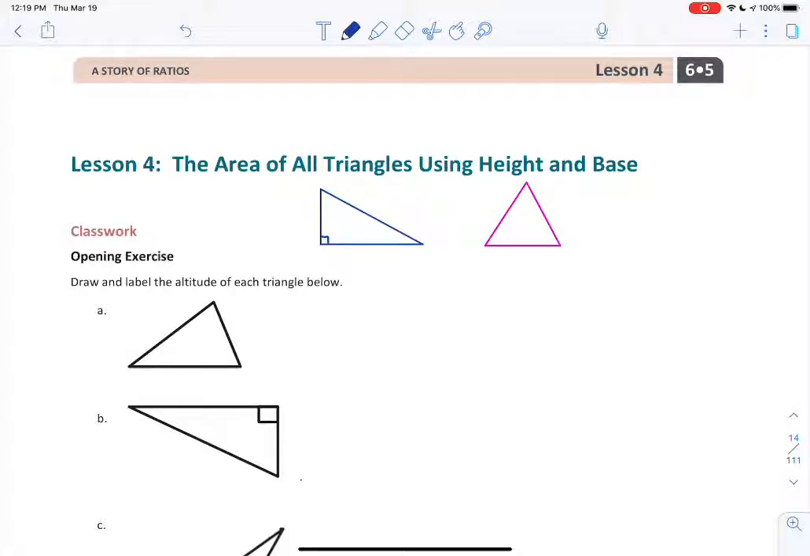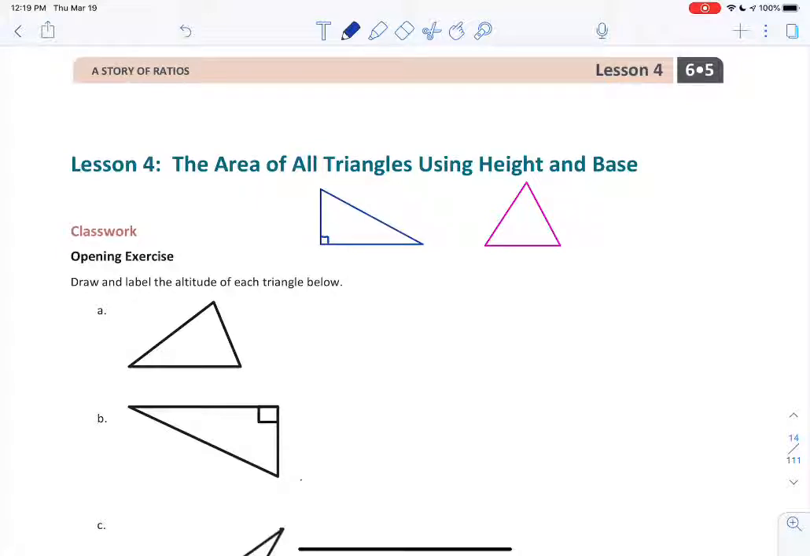So we have spent the last two lessons, Lessons 2 and 3, on triangles. Just a quick review. We have this blue triangle. The blue triangle is called a right triangle because it has that 90-degree angle. And we can find the area of a right triangle by knowing the base and knowing the height.